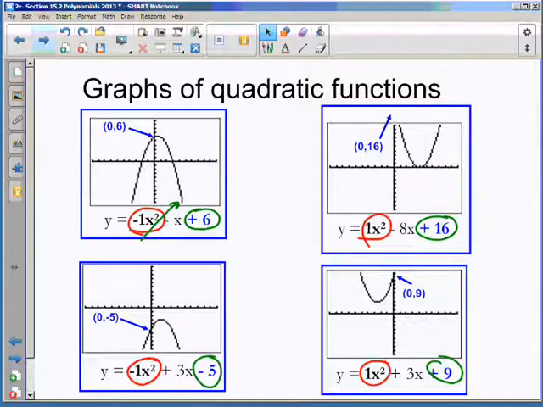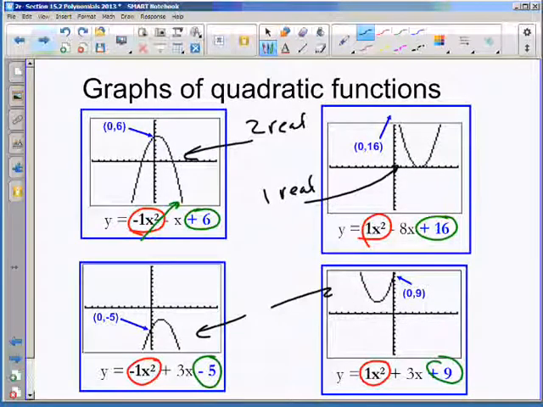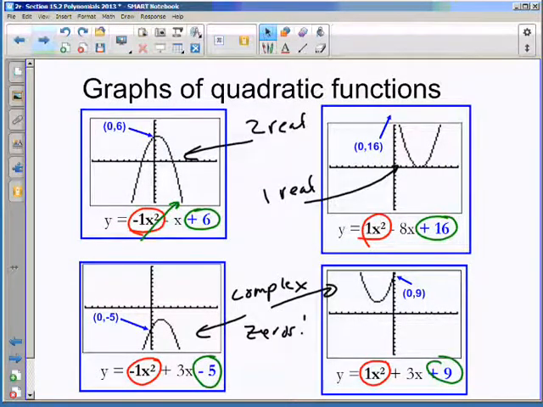There's also always two zeros, but in this case on the top we're going to have two real. This one we're going to have one real, something we're going to call a double zero. And then these are both going to have complex zeros because it doesn't cross the x-axis. And so we've got some stuff to get into here.